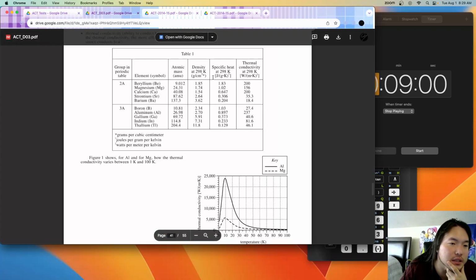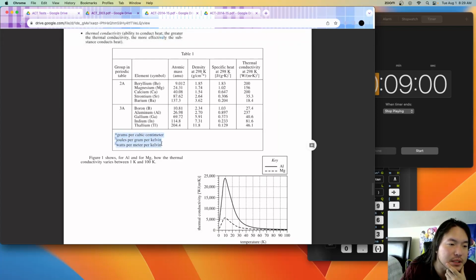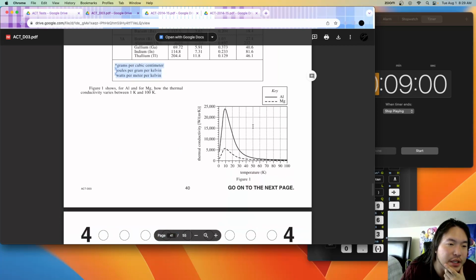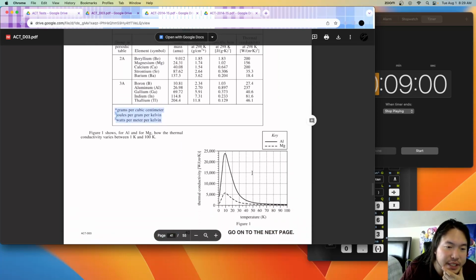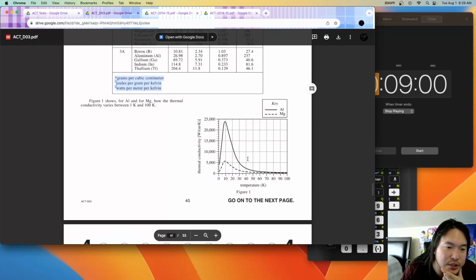The units, yeah, they have the units. Sometimes this stuff is important, sometimes it's not important. And then we have figure 1 over here. So here, table 1, figure 1, definitely this type of thing, absolutely essential.